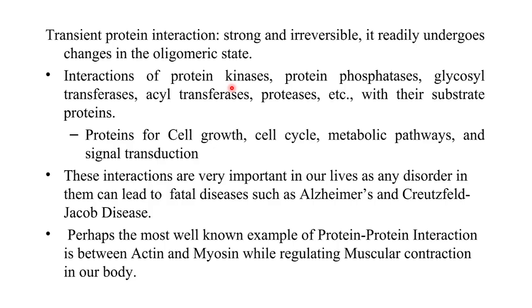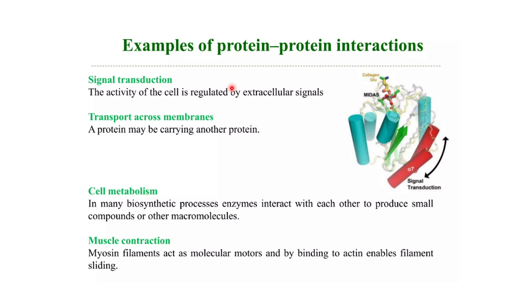Although these interactions can be disease prone, or can lead to Alzheimer's, Creutzfeldt-Jakob disease and so on, they are also very important in some important signaling networks. For example, there are several SH3 domain interactions that are important for the down regulation of the epidermal growth factor receptors, the EGFRs, that are important for controlling cancer. So it is useful, as well as can lead to several diseases, so it has both pros and cons. The most known example of protein-protein interactions which we have studied is actin-myosin while regulating muscular contraction in our body. It's an important protein-protein interaction.